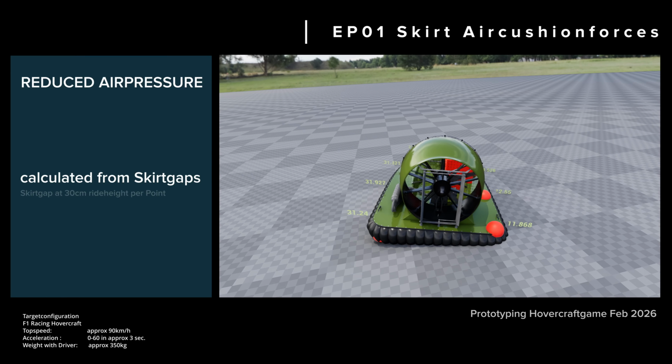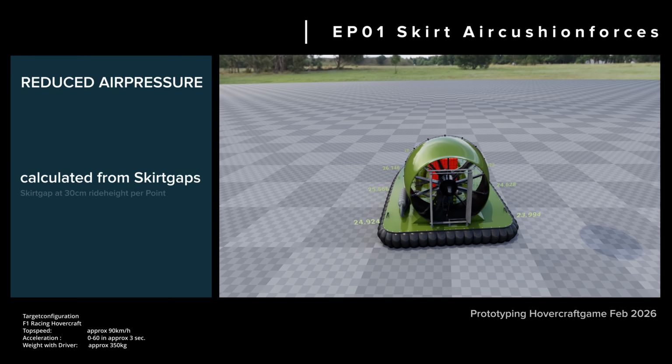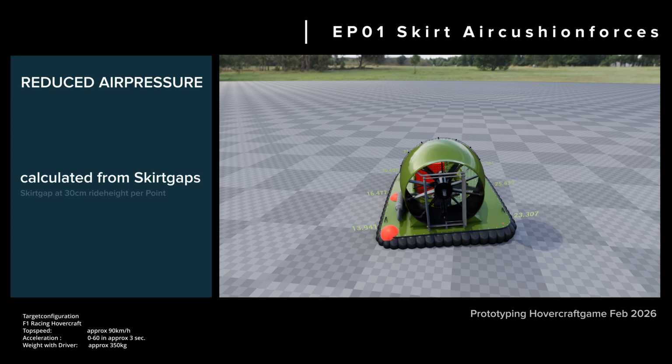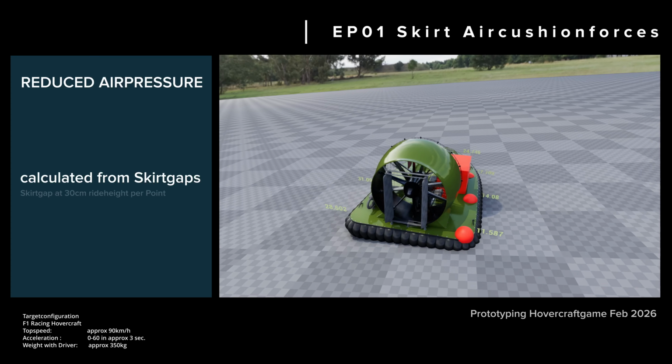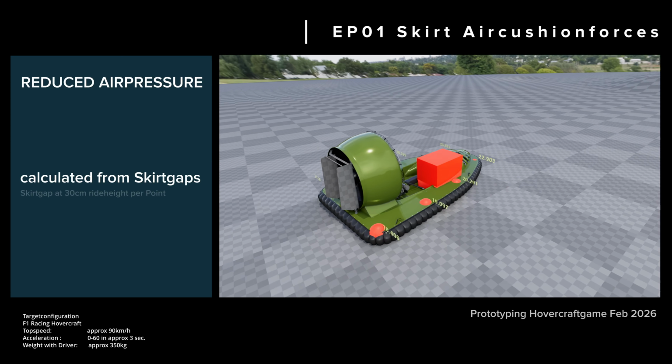The reduction in air pressure is achieved by reducing the strength of the individual spring elements. This reduction is calculated based on the size of the gap between the ground and the air skirt. At the moment, this goes so far that the chassis touches the ground.